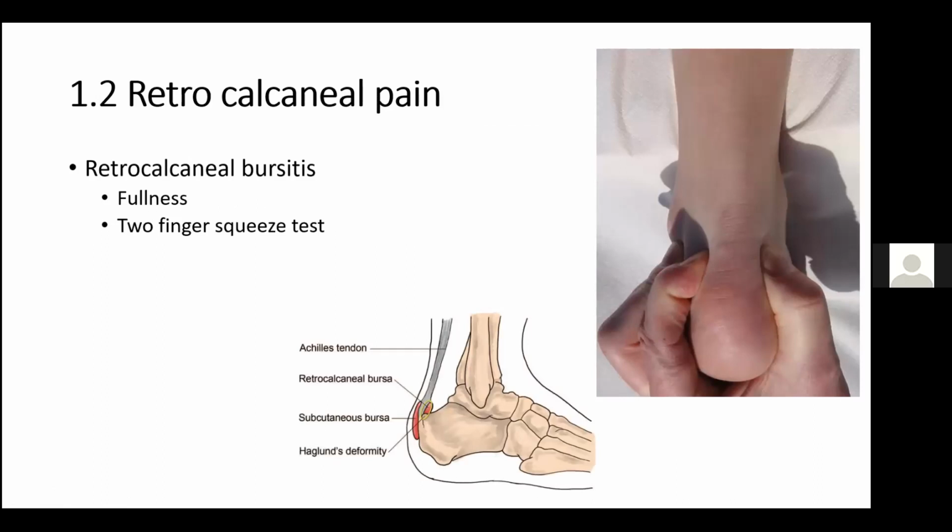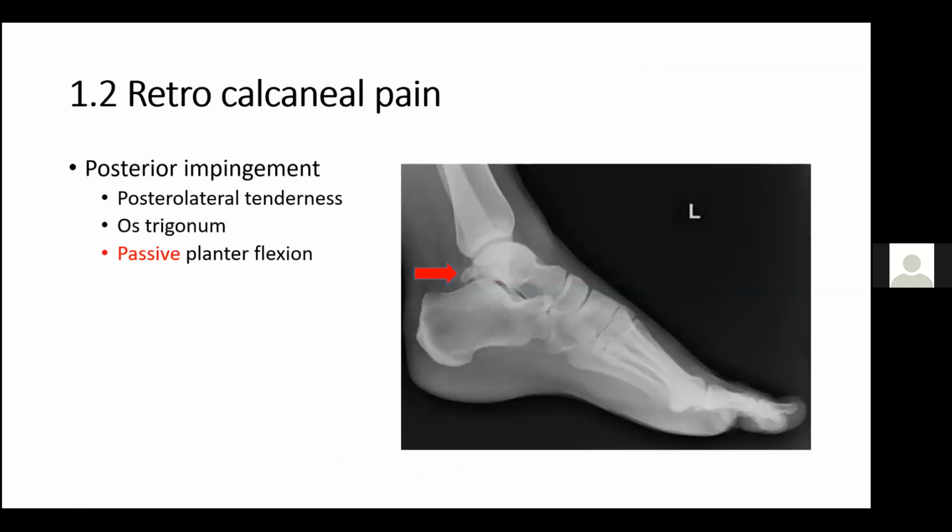So the final entity is the retrocalcaneal bursitis. So this is the retrocalcaneal bursa. As I said, what we see as pump bump is a subcutaneous bursa. This is retrocalcaneal bursa. If they have a retrocalcaneal bursitis, you will see fullness of these two gutters. It comes as an hourglass swelling. So there will be fullness of these two gutters. And if you press anterior to the Achilles tendon, that is the two finger squeeze test, that will be tender. So that is retrocalcaneal bursitis.